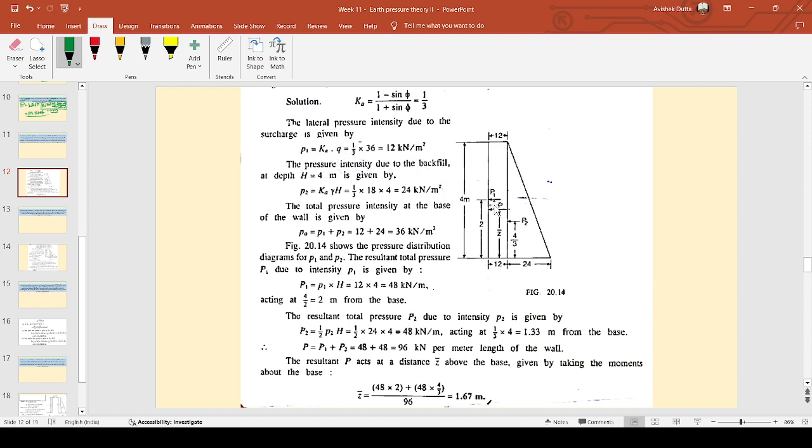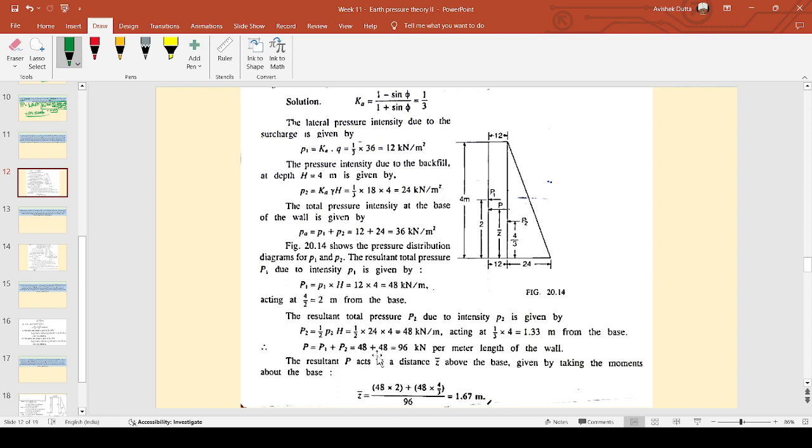We draw a rectangle with 12 as the base and the height as 4 meter. Then the pressure intensity due to backfill is P2 equals Ka gamma into H. We get 24. We draw a triangle of base 24 and height 4 meter. Then we find the total force per unit length of the wall, that is P1 into H, the area under the rectangle and the triangle, and find the position of their action from the base. That is 4 by 2, 2 meter from the base, the centroid of the rectangle, and for the triangle it is 1 by 3 of 4, that is 1.33 from the base.